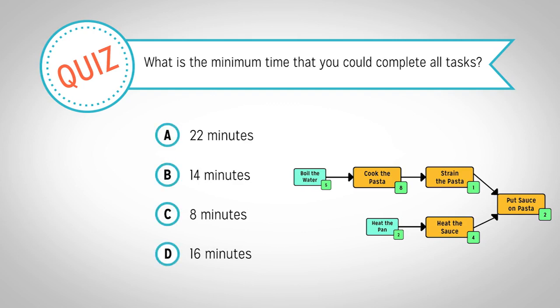When you're looking at a CPM chart, you want to look at each beginning to end path individually. We could heat the pan and heat the sauce while the water is boiling or the pasta is cooking. But we cannot speed up the process of boiling the water, cooking the pasta, straining the pasta, and putting sauce on the pasta, since each of these tasks have a finish start dependency with the next task. If we add up the time estimates of the tasks in that path, we get 16 minutes. Therefore, D is the correct answer.